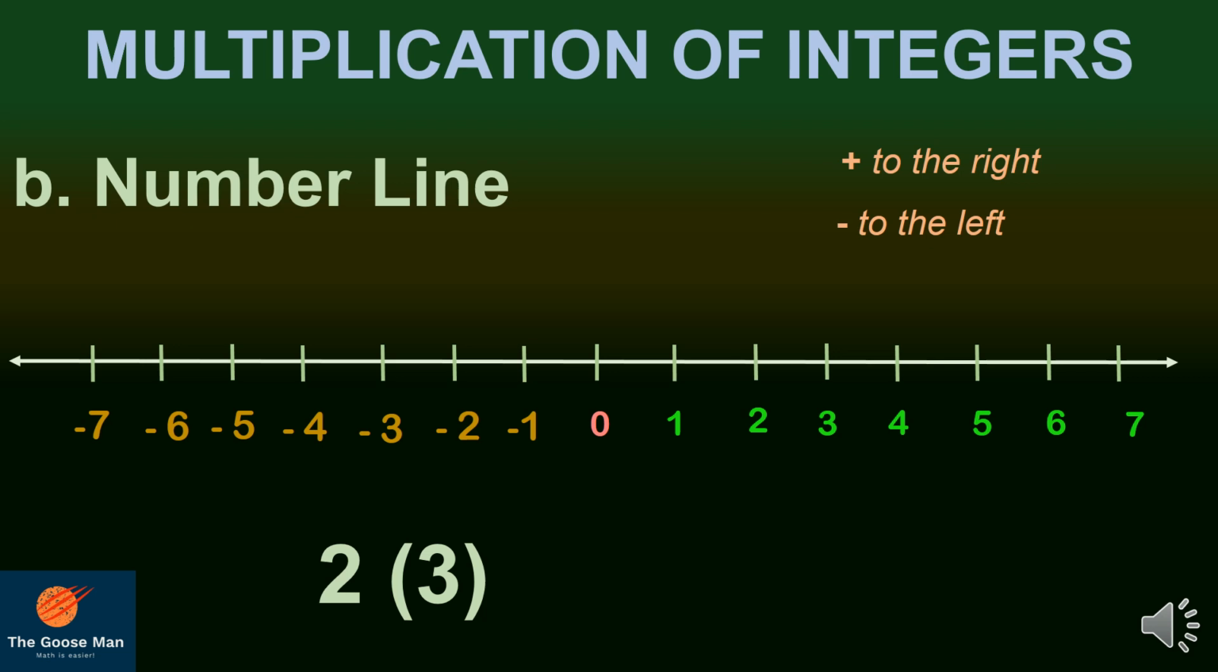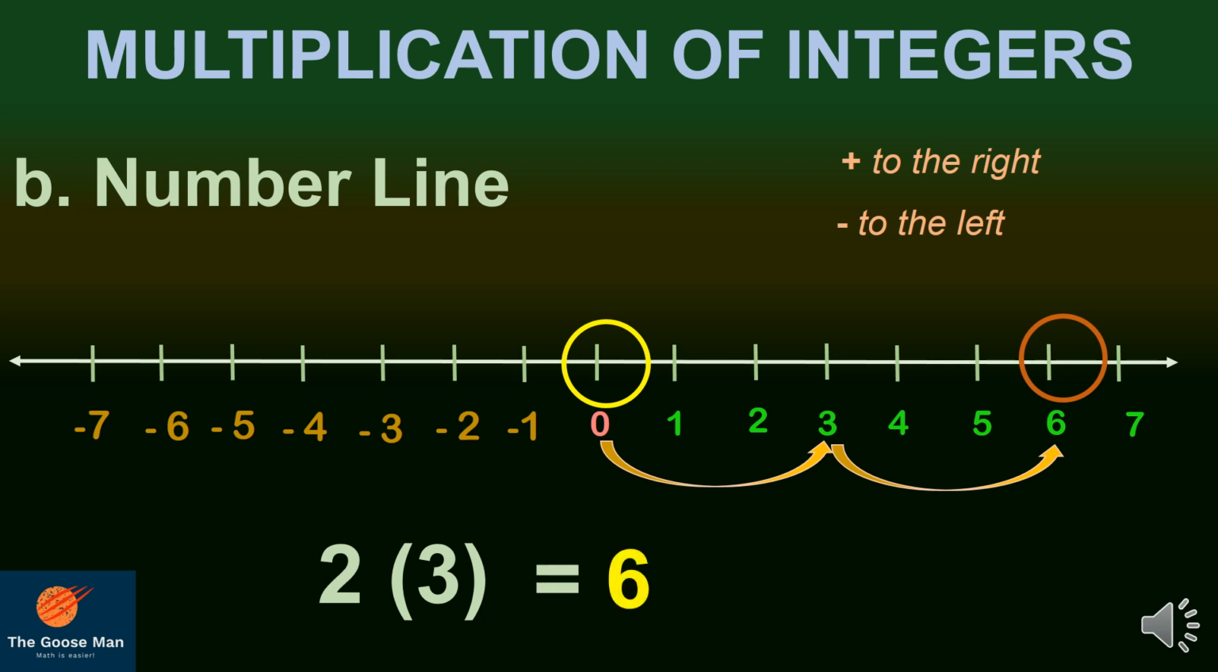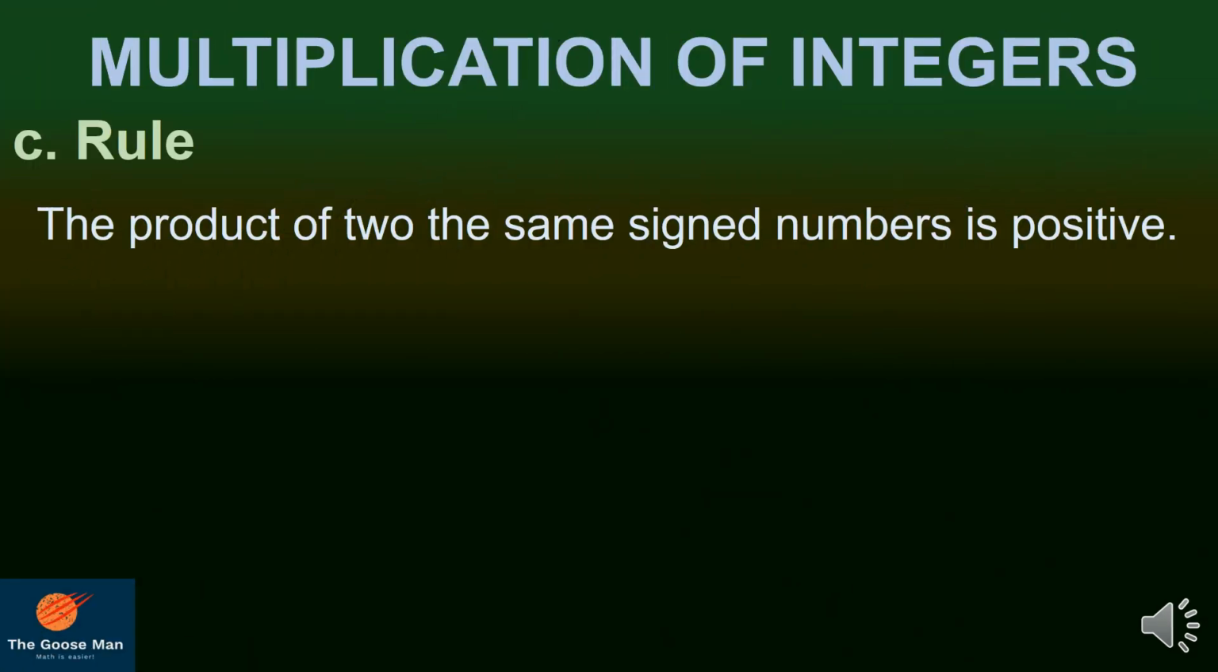Let's have another example. Say for instance, I have 2 times 3. I'll start with 0 and skip count by 3, 2 times. So I have 3 and 6. I end up with 6. So 2 times 3 is equal to 6. Now that you have an idea on multiplication of integers using sign tiles as well as the number line, this time we will move on to the rules of multiplication of integers.